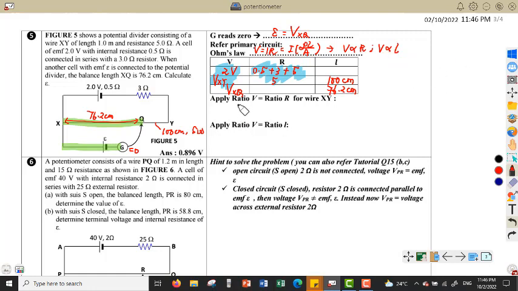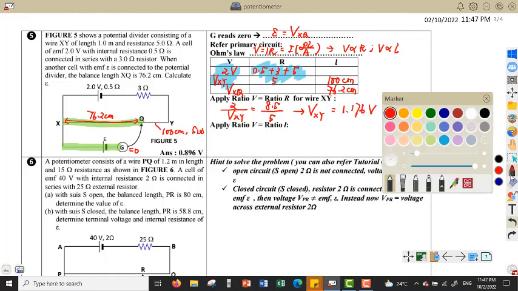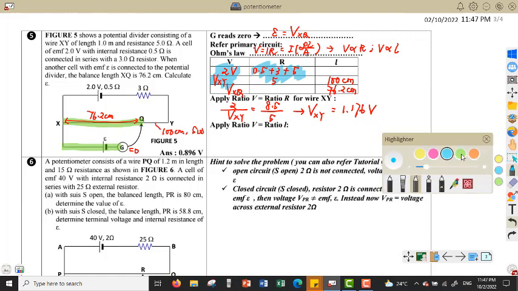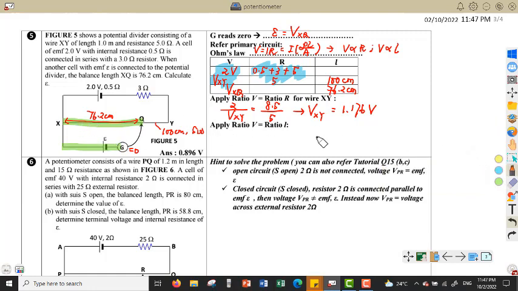So we have 2 over Vxy equal to the total resistance over the whole wire. When we total up, 0.5 plus 3 plus 5 will be 8.5, and the whole wire is only 5 ohms, so we can find the voltage across the whole wire XY. That one will be 1.176 volt. Then we focus on the wire itself.